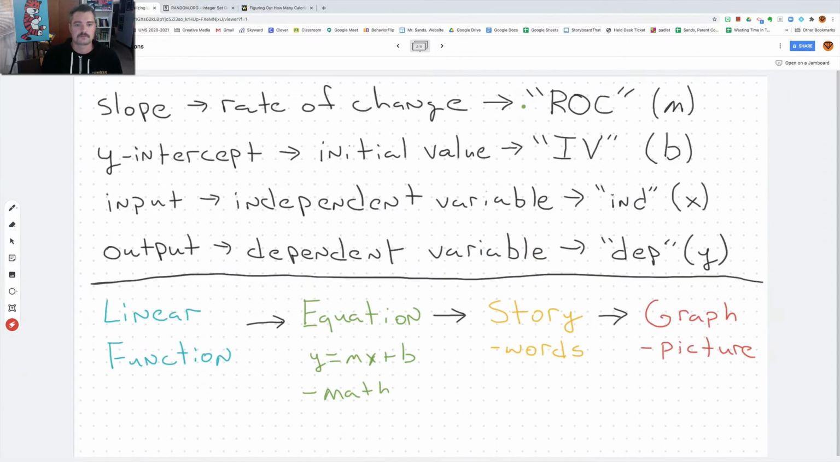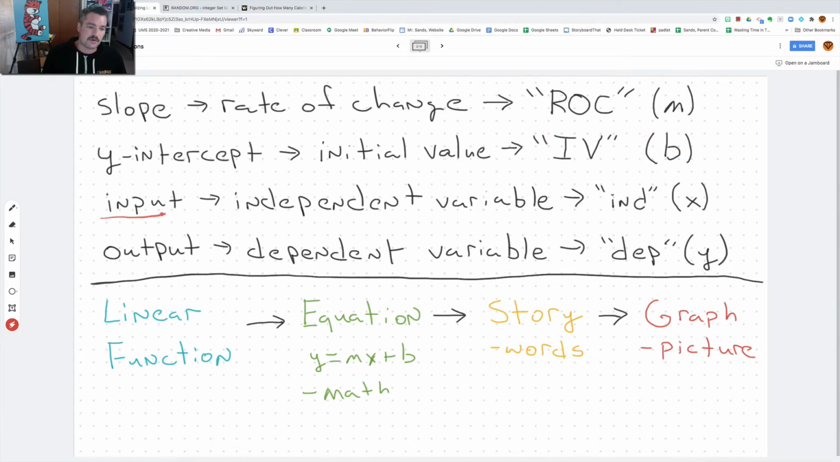Next slide. So again, we wrote this out because we wanted to talk about how to write things out in shorthand, making sure that we're speaking the same language. So the slope is also known as the rate of change. We can abbreviate that ROC. That's always going to be m. The y-intercept, that's also known as the initial value. We call that the IV. Okay, initial value is IV, and that is usually represented by the small letter b.